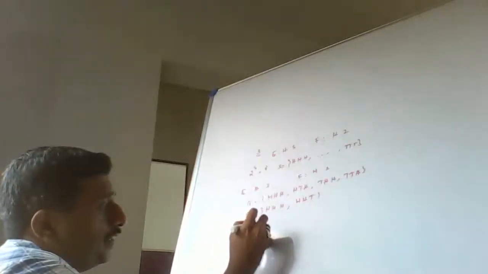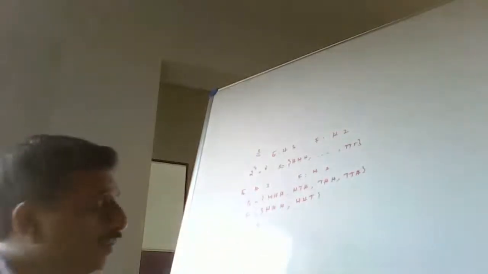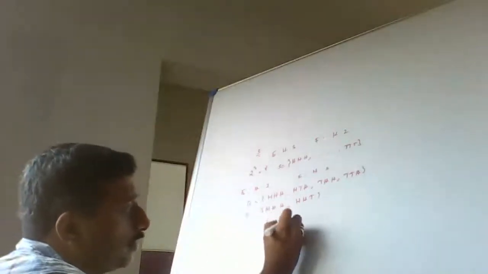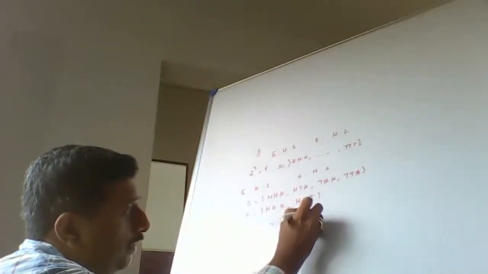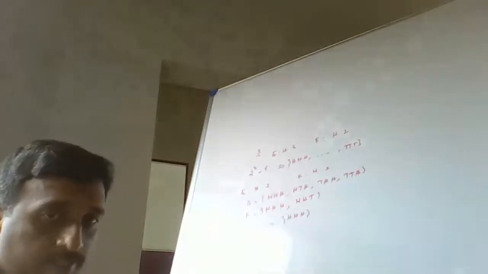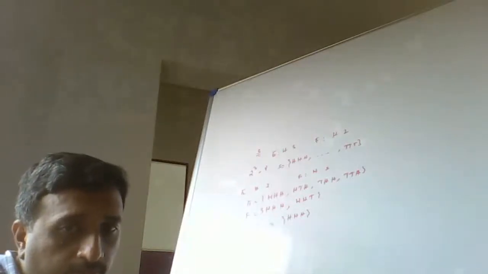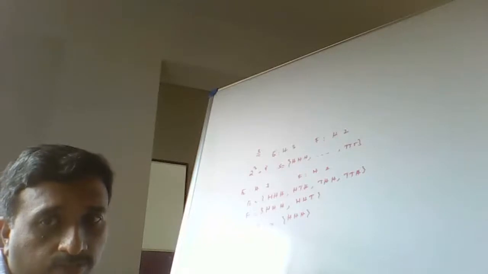Now, E intersection F is, which is common, head and head. Did you understand the first part? And let me move on to the next one.